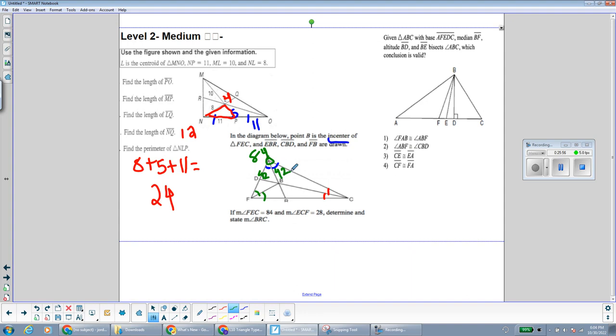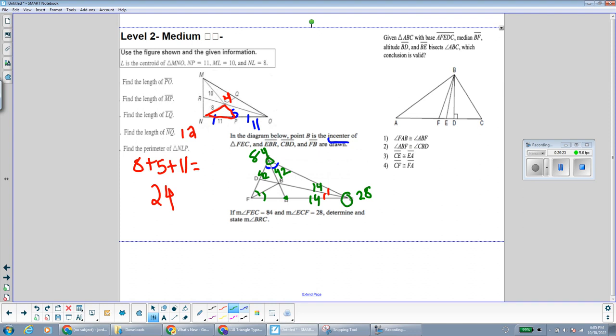ECF, that's this whole angle here, is 28. Yes, ECF, that whole angle. So half of it is 14. And we need to find BRC. So we're looking for this angle BRC right over here.